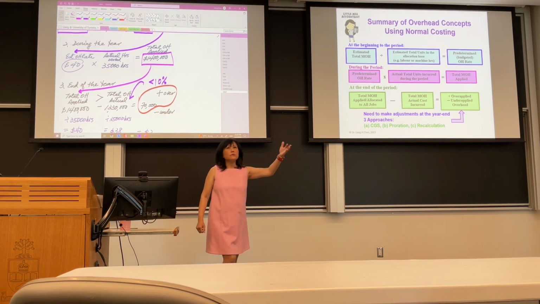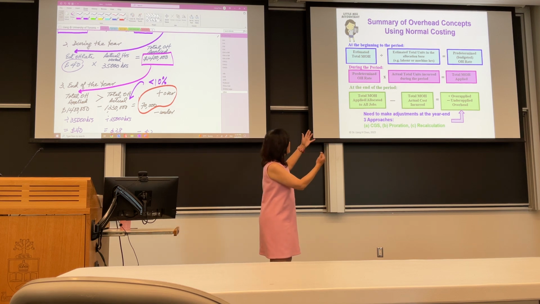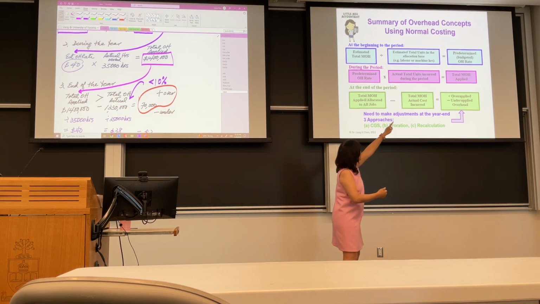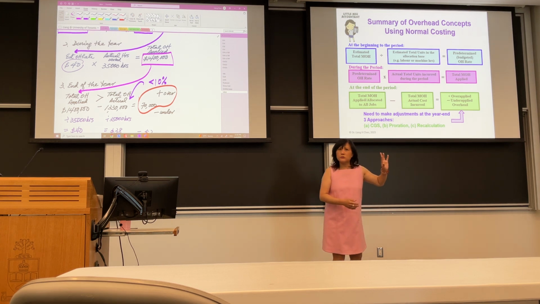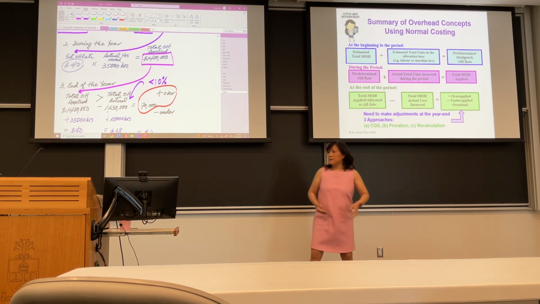You go to the accounting record at the end of the year and compare the two. Applied with the actual. If the number is positive, you applied too much. If the number is negative, you did not apply enough. What do you do? You do an adjustment.